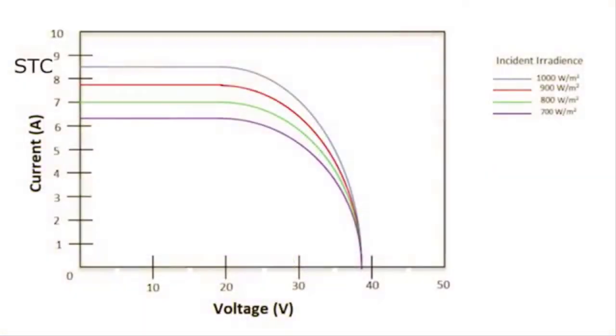Some specification sheets will even show you what happens under different lighting conditions. So as you see here, the current will go down as the brightness of the sunlight goes down. So if you have a cloudy day, a photovoltaic module will still work. It will just output less than its maximum power because the current has gone down.